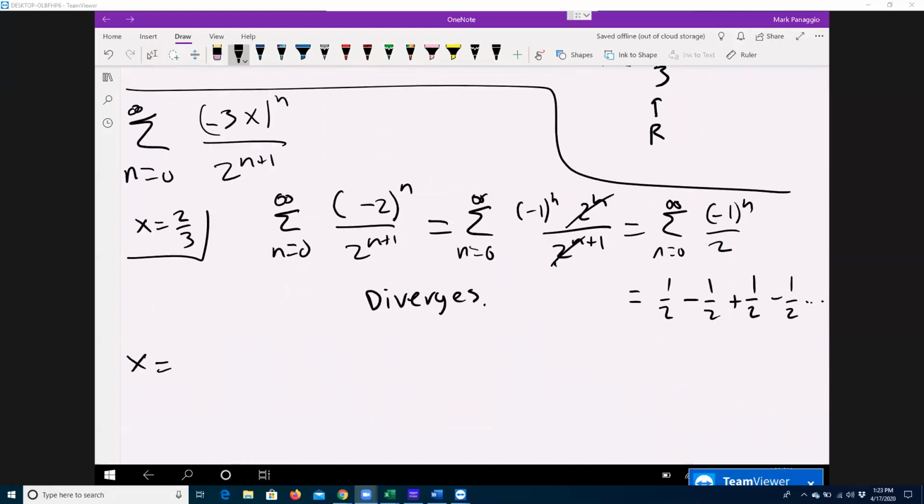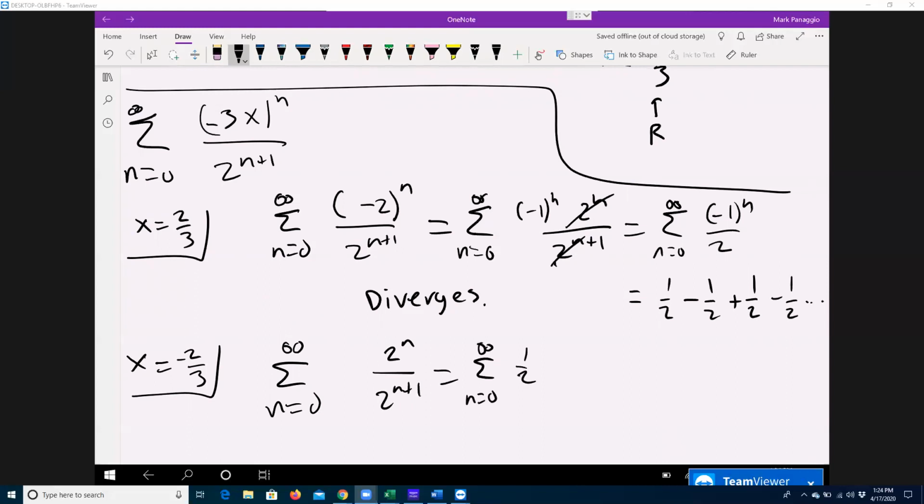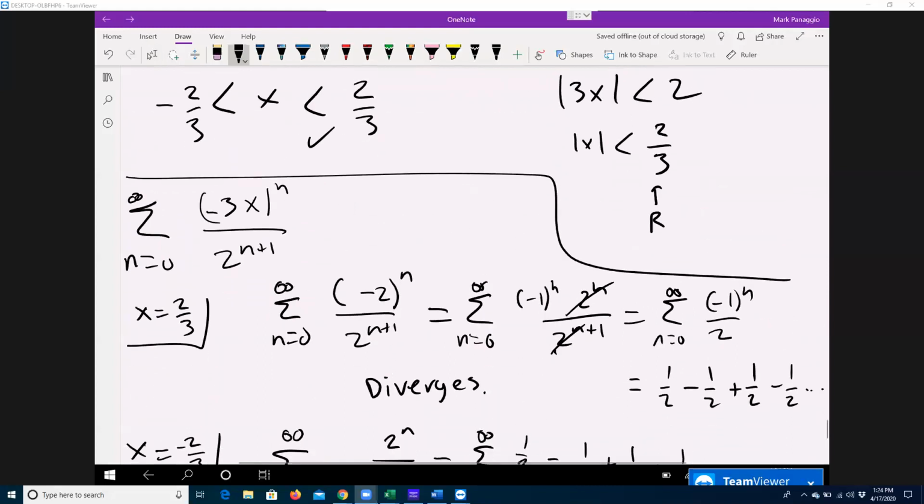All right, let's check our other endpoint. We'll have the sum from n equals 0 to infinity. If we plug in negative 2/3, we're now going to have just a 2 to the n in the numerator, which means our sum is just 1/2 added up over and over again. Well, by the same line of reasoning, that one has to diverge as well. So our other sign is correct as well. We don't need to include negative 2/3 either. Are you with me so far?